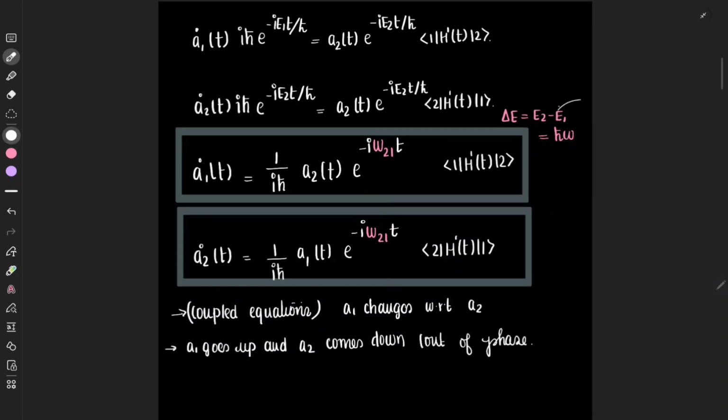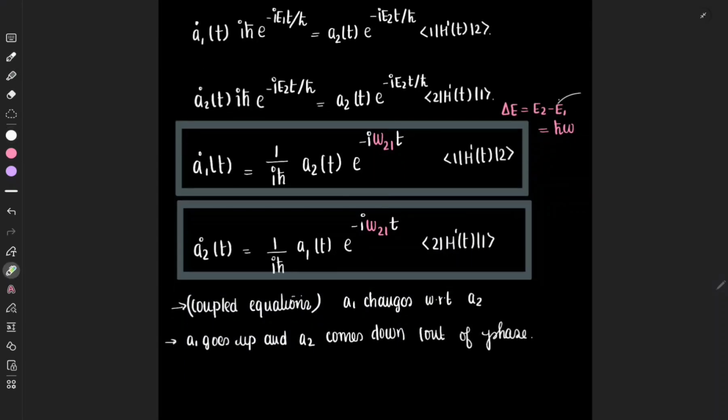Okay, fine. So this is the final equation. While cross checking, just check if this is correct. If this is A1, this is A2, this is A2, this is A1. So this is the correct final equation.